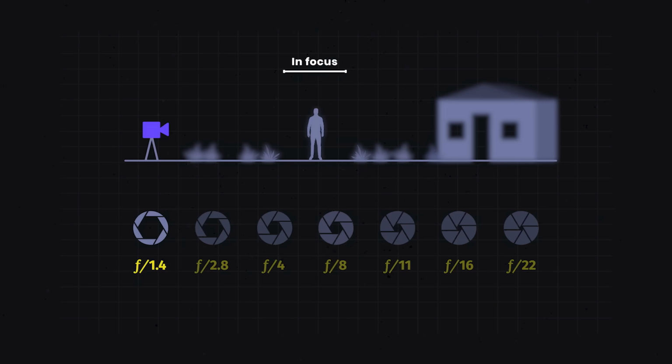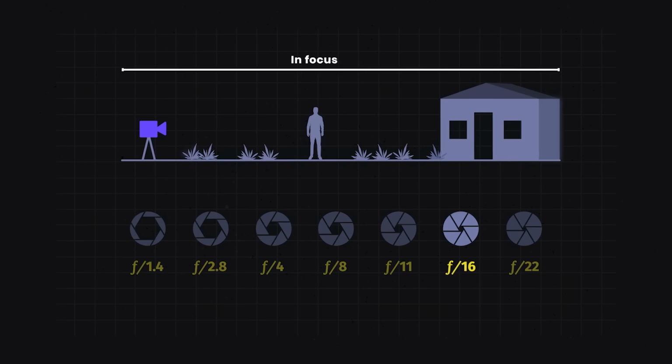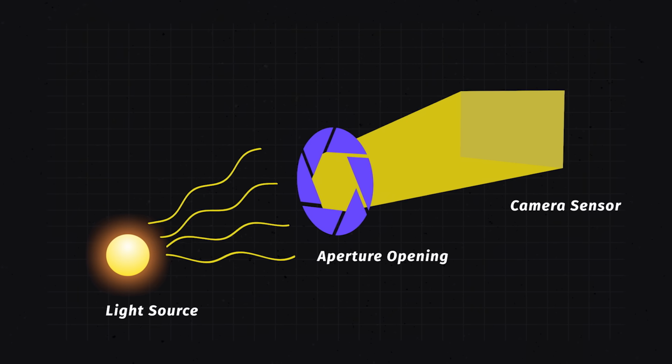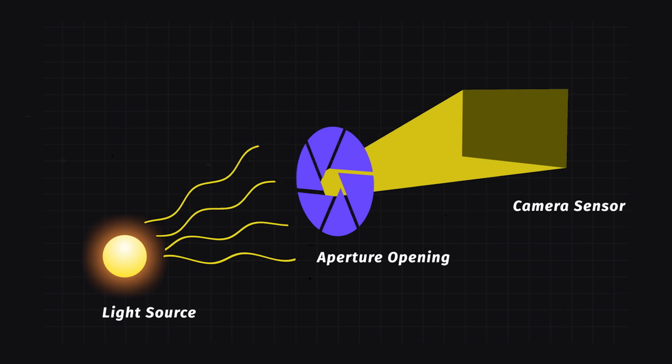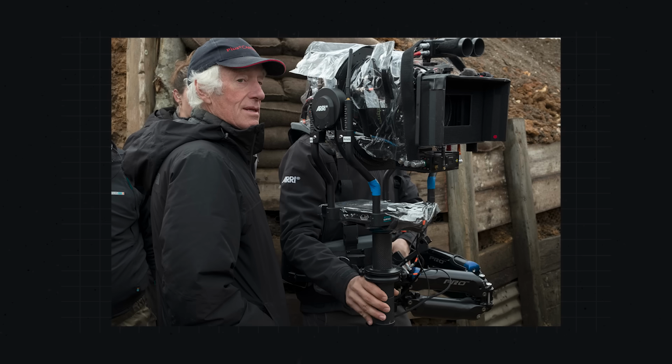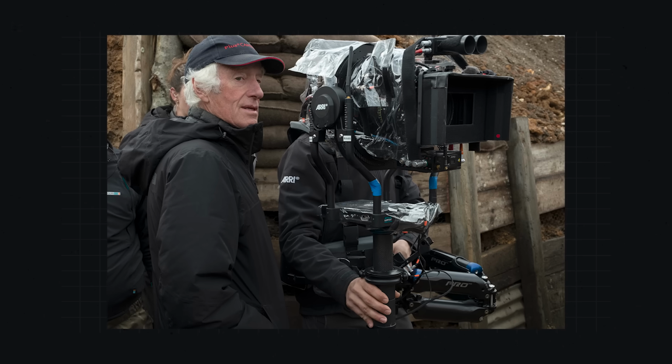Remember, to get a larger depth of field, you want to close your aperture as much as possible. But this means less light will enter your sensor. So, to pull this off, he needed a camera that could handle extremely low light situations. The Arri Alexa Mini LF.